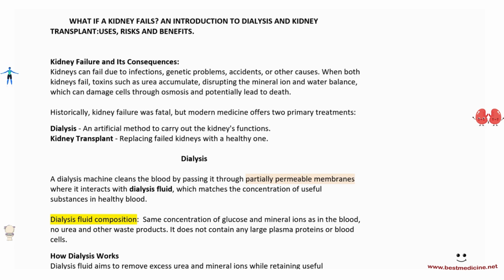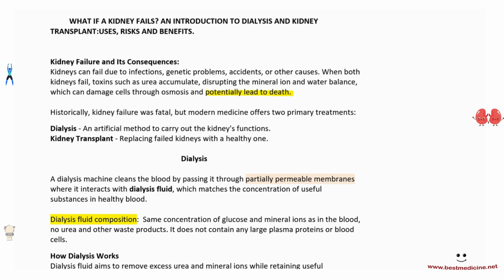Also, they won't be able to regulate their ion balance and their concentration of blood, which would cause cells, through osmosis, for example, too much water entering the cells, that is harmful, and too much water leaving the cells is also harmful. So that can cause a lot of damage and potentially lead to death.